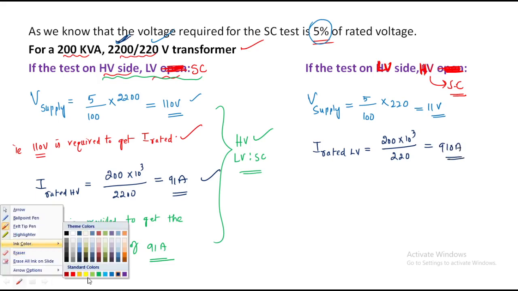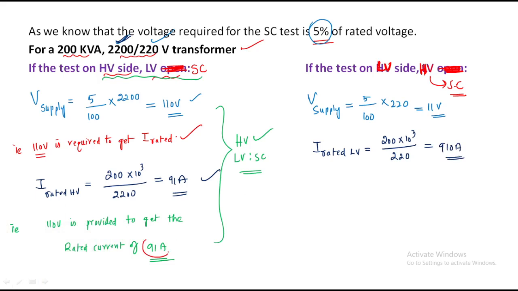Is it a lesser value or a greater value? 91 amperes is very small compared to 910 amperes. That is, 11 volts is required to get 910 amperes.